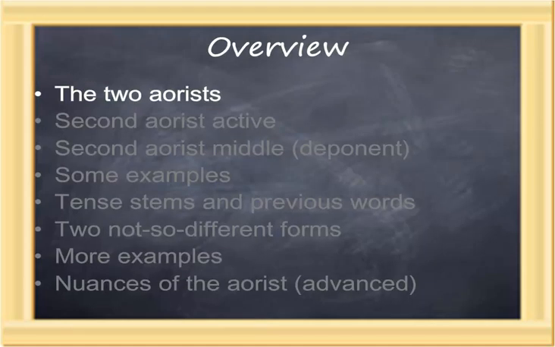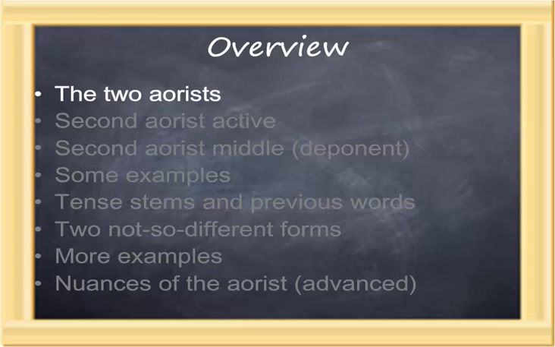Today we take up the aorist. The aorist is the second of the two ways in which Greek deals with what we in English call the past tense. The imperfect was ongoing action in the past. The aorist is undefined action in the past.